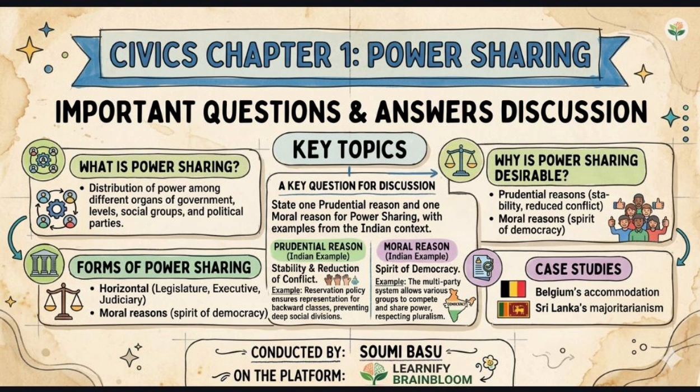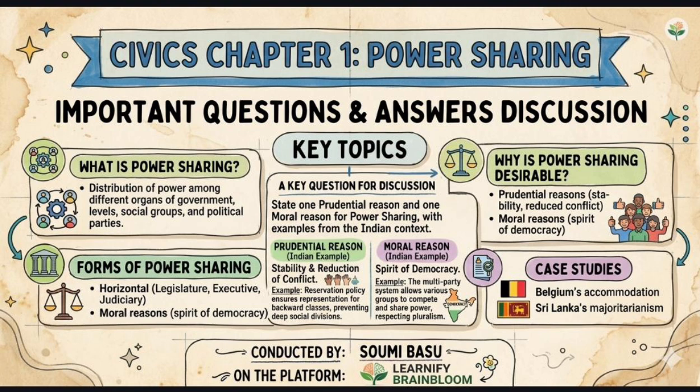Now let's start with one question. State one prudential reason and one moral reason for power sharing with an example from the Indian context. Or, in other words, the question can be in some other format also. Like, explain the two main reasons why power sharing is important in a democracy. Now, the prudential reason is that power sharing helps to reduce the possibility of conflict between social groups. An example is the reservation of constituencies like SC, ST, minorities in India. In this way, power sharing tries to reduce the possibility of conflicts.